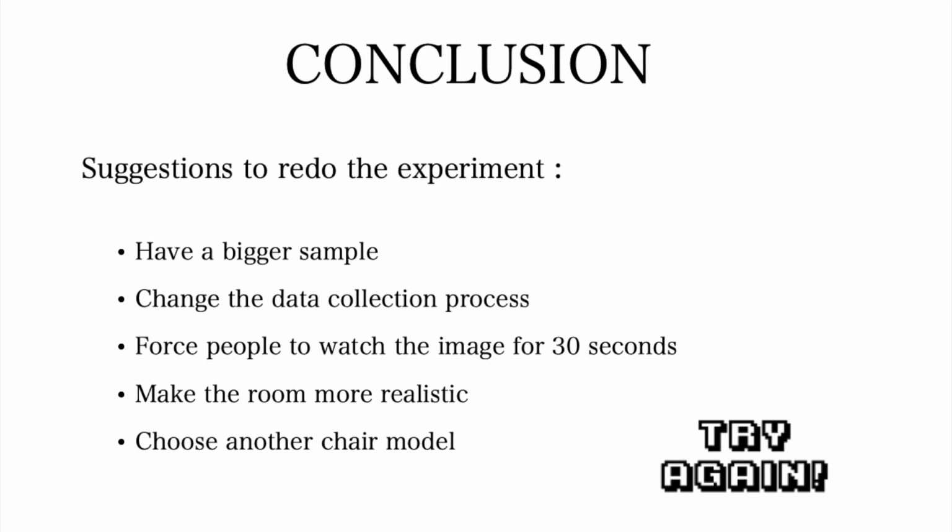As a conclusion, we would say that maybe we failed to trigger the expected emotions in our different situations. Or maybe we successfully triggered the emotions, but these emotions were not strong enough to influence the participants' perception. However, we still believe our hypothesis makes sense. We would recommend doing the experiment again, making adjustments. We suggest to have a bigger sample, change the data collection process, require that participants observe the image for 30 seconds, make the room more realistic, and choose another chair model.